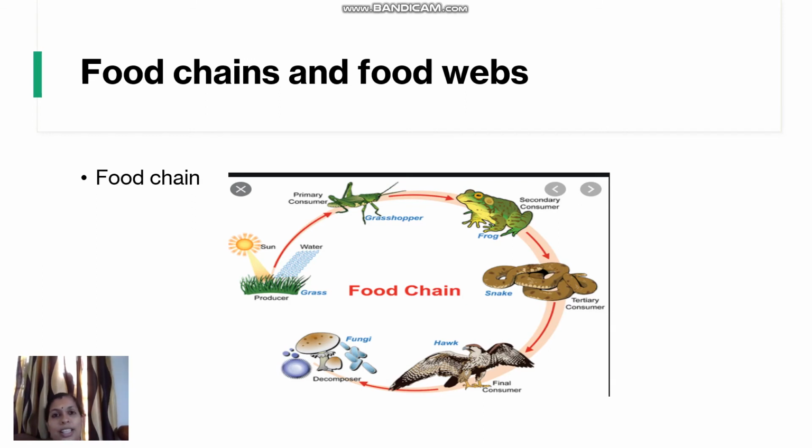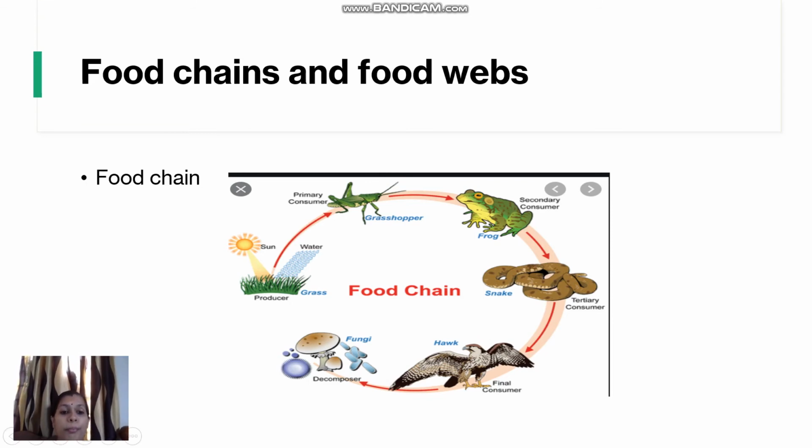The same thing that I have said, but in a little bit framed manner. What is it? Linear sequence. It's a one directional linear sequence of organisms in which each organism eats its lower member and is itself eaten by the next higher member.